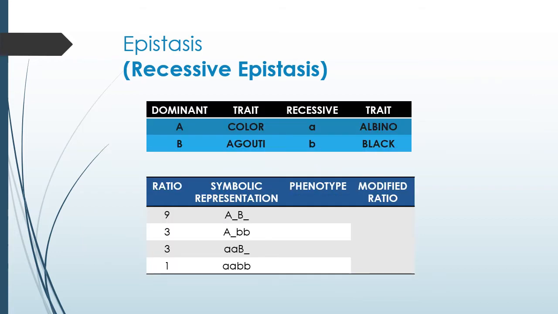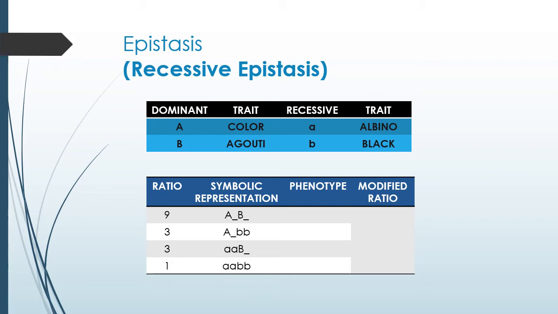The occurrence of recessive epistasis was observed in mice color. The dominant allele of gene A codes for the presence of fur color, while its counterpart recessive allele, when expressed, will give rise to an albino.